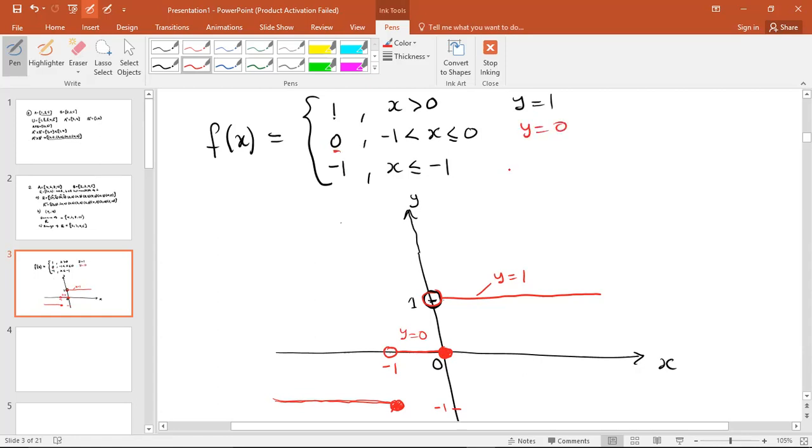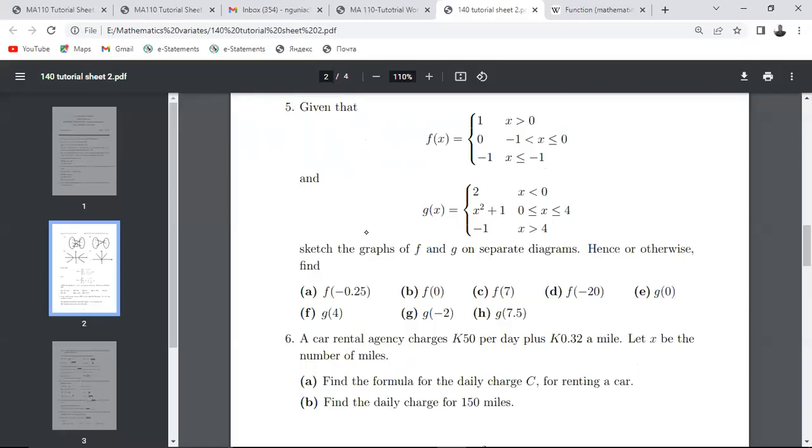Then there it's y equals -1. That's y equals -1. Like that. So this is how our graph looks. Then below, this is just the first one. Then they have said for each of the graphs, we need to find f of -0.25. But I won't find everything for you guys. I'll just do the first one, -0.25. Is it going to be on this range, that range, or that range?